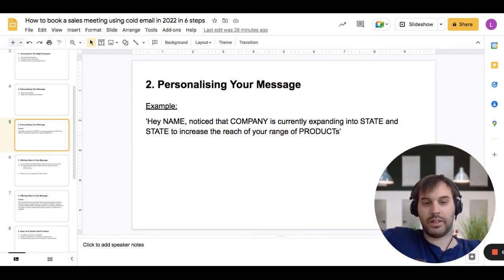Here's an example of a first liner that you could use for a specific group of people. Let's say you're contacting spirits distilleries and you know that they're expanding into other states. Let's say it's a spirits distillery in Pennsylvania and you know they're expanding into New York, New Jersey, whatever.